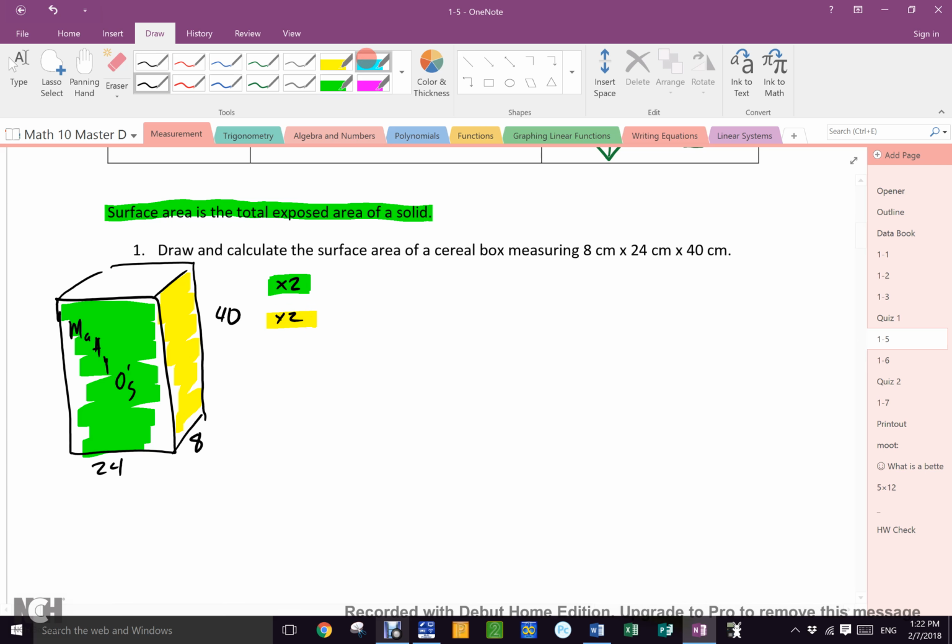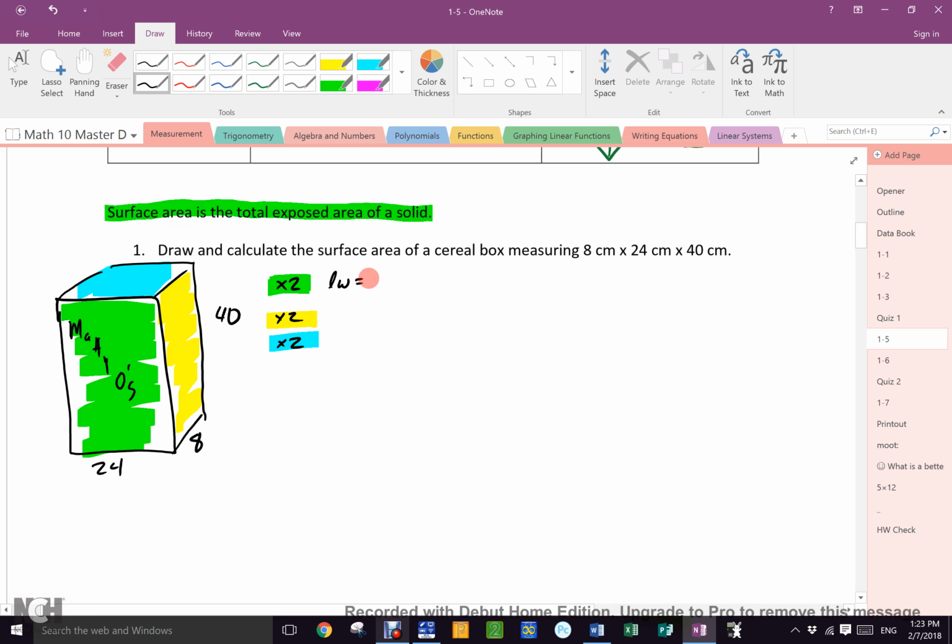Times 2. And what's that shape? It's not a square. It's a rectangle, dude. It's a rectangle. And how many of them are there? There's 2. Okay. So how do I find the area of rectangles? What do I do to find the area of a rectangle? Length times width. So LW.